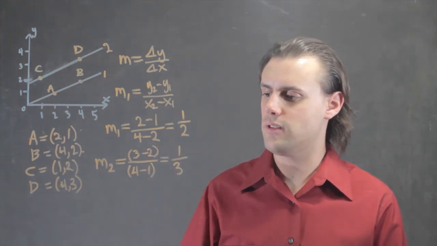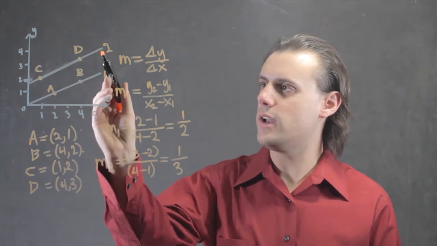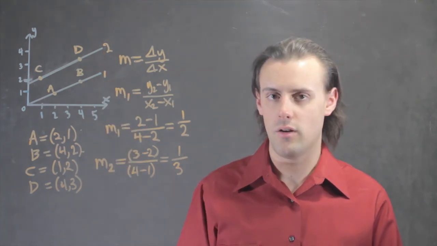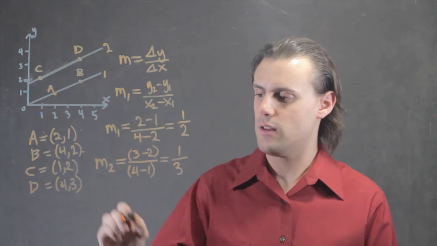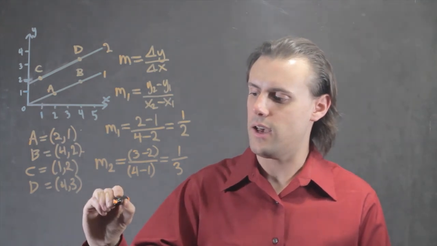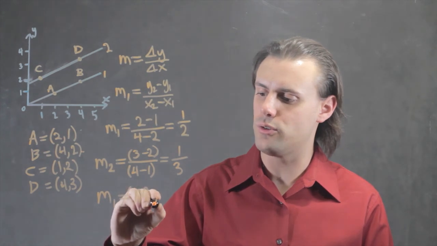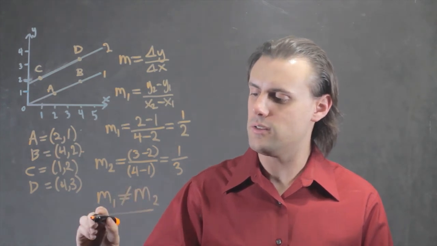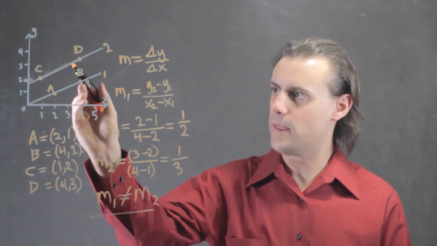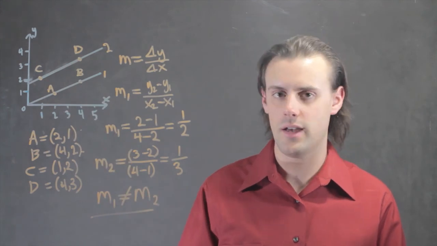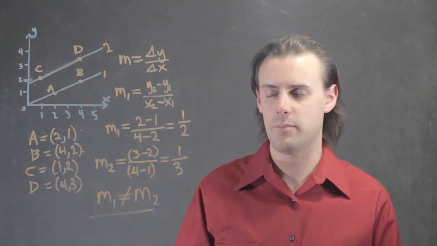So we notice that even though line 1 and line 2 almost look parallel, looks can be deceiving, and we calculate that m1 does not equal m2. So because the slopes associated with the two lines are not the same, the two lines are not parallel.